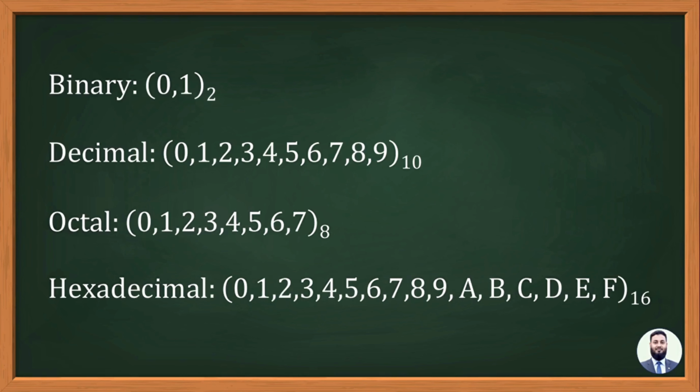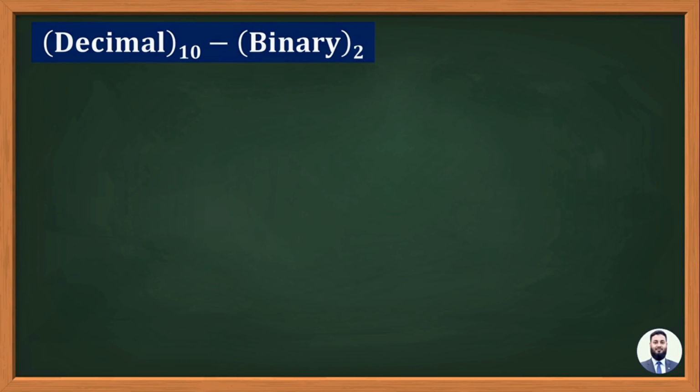Today we will learn about how to convert a decimal number to a binary number. To convert the decimal number 135 to its binary equivalent, you need to divide the number by 2 and keep track of the remainders. Here's the step-by-step process.